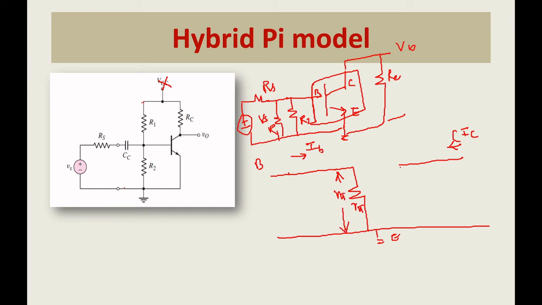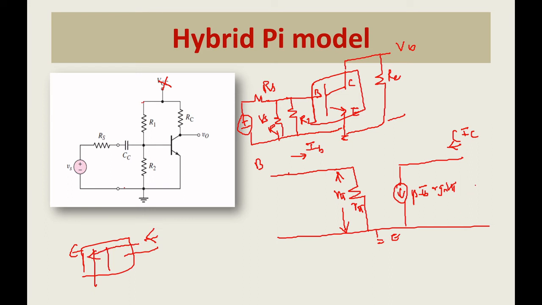So the output current, you can write it as beta IB or gm times V pi. Always, I forgot to say in the modeling, the current IC is looking towards the emitter, because this is the conventional current direction. So you can see here the collector current is always looking towards the emitter point.